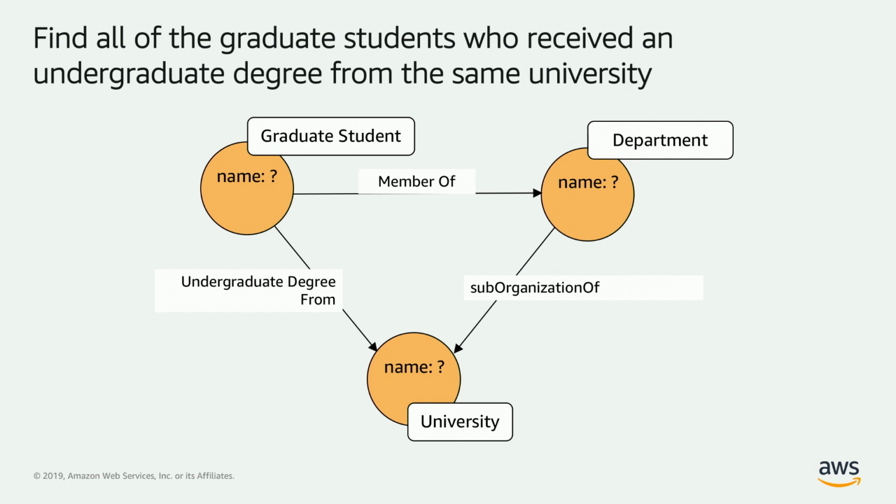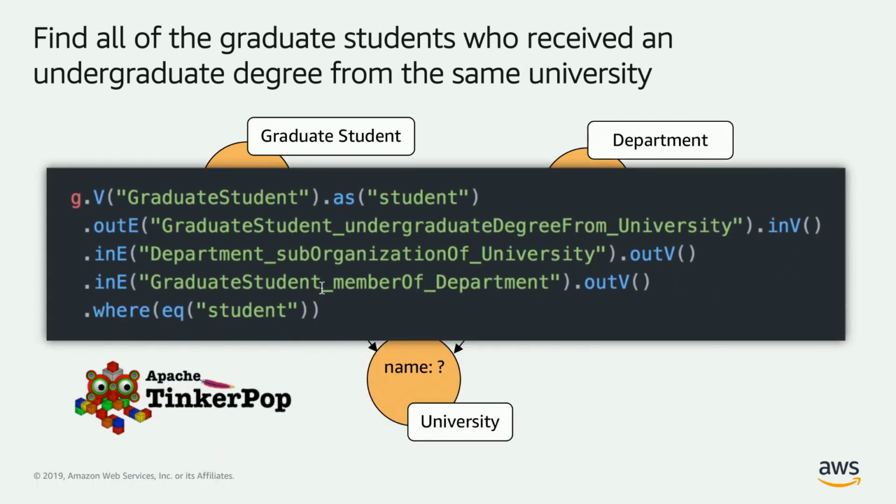And we can look at this query as a conjunctive join, and the screen is showing what that pattern looks like. So I want graduate students that are members of departments, and departments are part of universities, and then they receive their undergraduate degree. Okay. So let's then look at this query now, first looking at it in Gremlin.